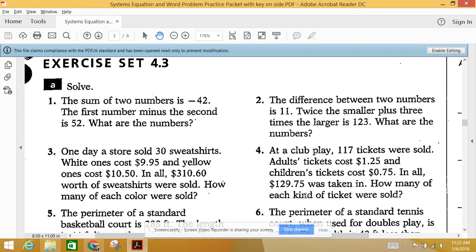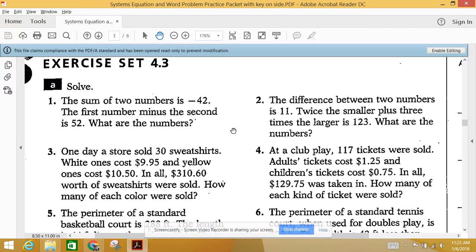So number 1 states, the sum of two numbers is negative 42, and the first number minus the second is 52. What are the numbers? Okay, so we have two statements. We have a statement of a sum that equals negative 42, and we have a statement of a subtraction problem. First number minus the second is 52. So give those a try, pause the video, see if you can set them up, and then unpause it and you'll see how I set them up.